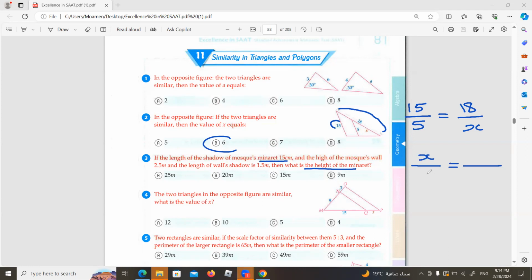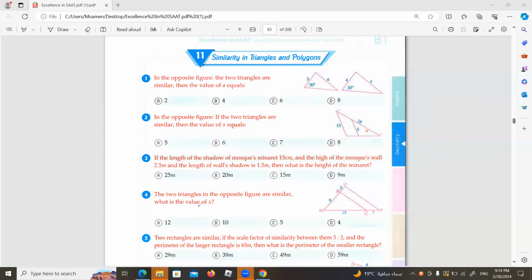The shadow of the monarch is 15. So I just write 15. Okay. And here, the height of the wall is 2.5. Okay. And I have here 1.5 for the shadow. So I just write 1.5. Make cross multiplication. The problem has been finished. Okay, so it's equal to, yes, excellent, 25. Okay, so this is the answer for number 3.